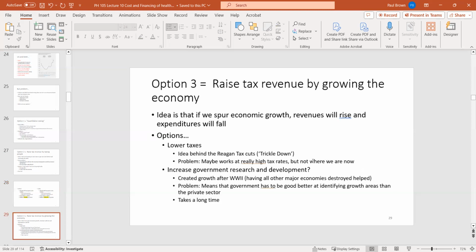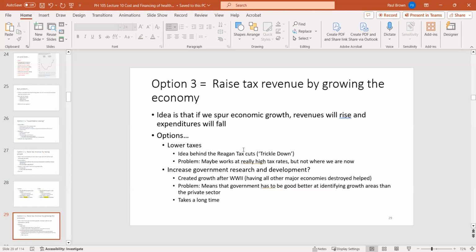All right, the other option is to raise revenue by growing the economy. This is by far the favorite one that governments try, because no one wants to have their taxes raised, but everyone would think, yeah, sure, I'd love to see my income raised. That's the idea behind Reagan's trickle-down tax cuts: if we cut taxes, that will lead to higher growth, and the extra growth in income will pay for the tax cuts. And it didn't work.